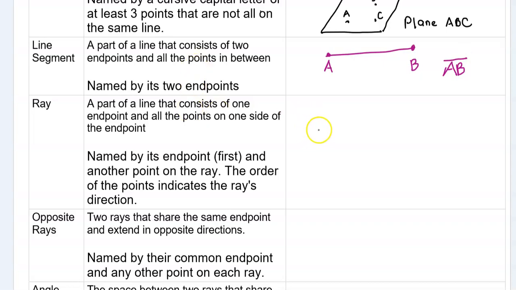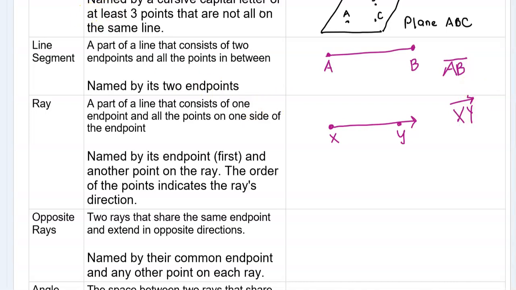A ray is a part of a line that consists of one endpoint and all the points on one side of that. So if I have endpoint X here, and then this is point Y, I'm starting at point X and then going in the direction of point Y infinitely. So I could name this ray XY, and then I put a ray symbol. How many arrows do you think are going to be on a ray symbol? It's going to have just one to show us that it does extend, but only in one direction.